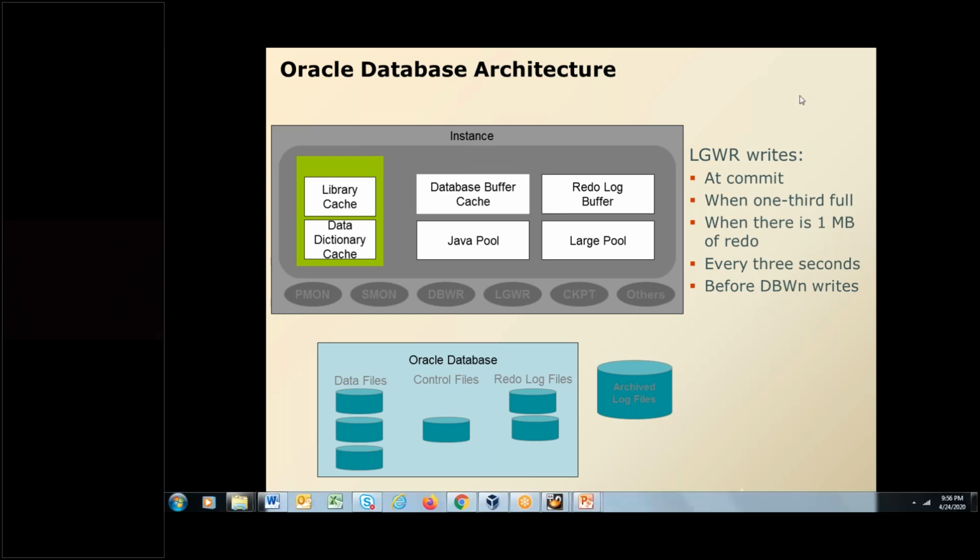Now under what conditions does log writer process write the data from redo log buffer to redo log file? At commit, or when it is 1/3 full, or when there is 1 MB of redo, or every 3 seconds, or before database writer process writes. So basically all the changes whatever are happening, whether those are DML, DDL, committed, uncommitted, those changes get recorded into redo logs, and backup of those redo logs is called archive logs.